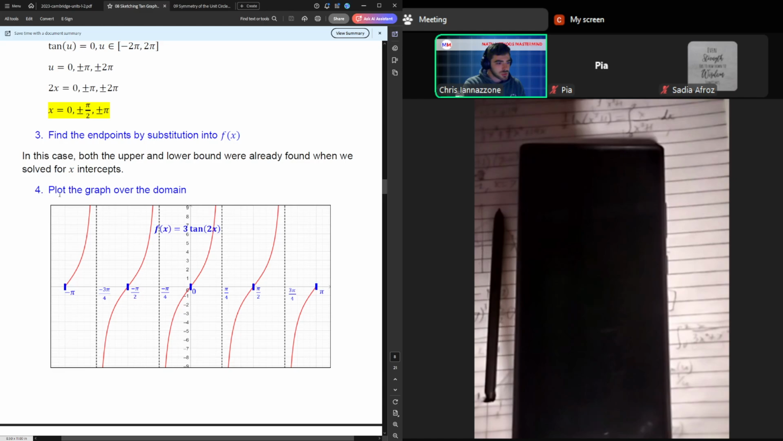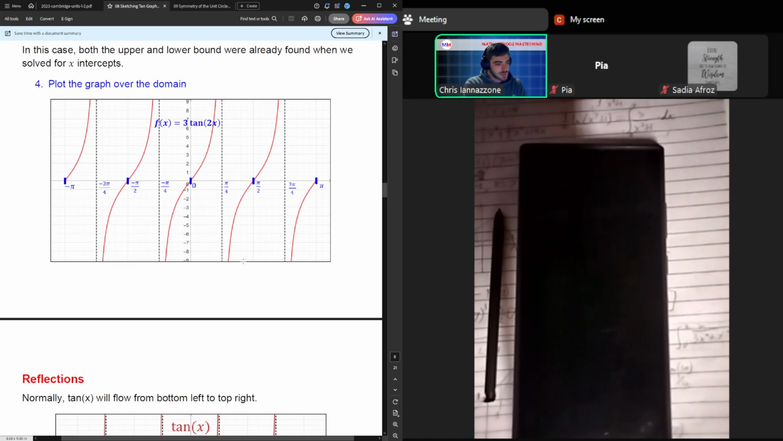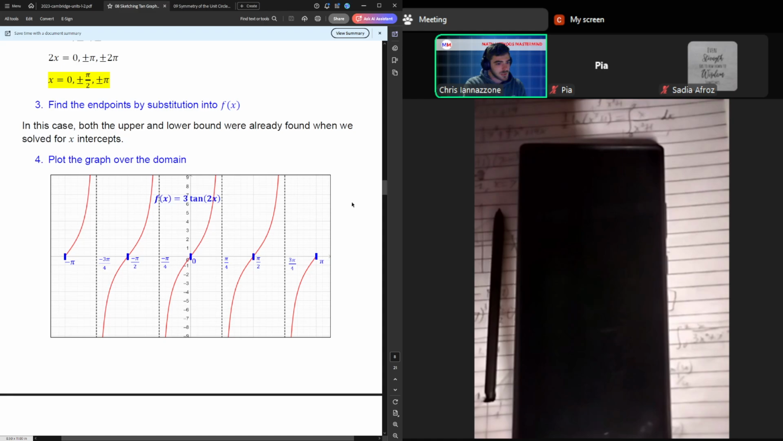And then from there, you just kind of want to get the overall shape working. We had positive tan, so it's going to start bottom left and top right. Whereas if you had negative tan, it'd be top left down to bottom right. It works the exact same way as the cubic works. Anything to clarify further there?